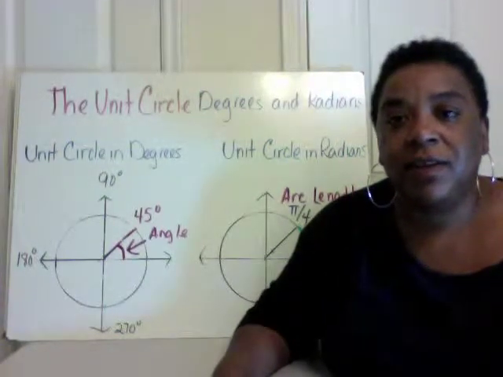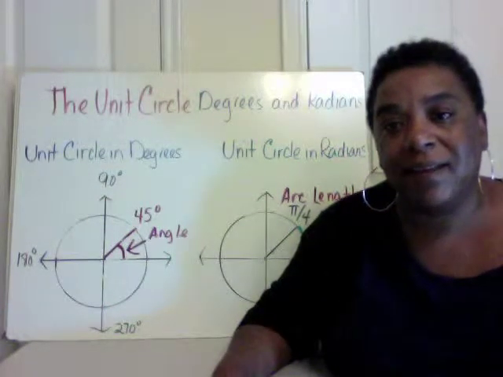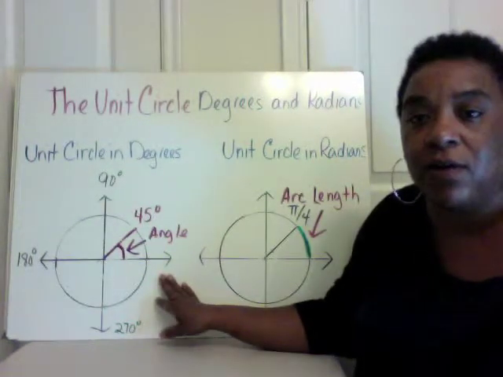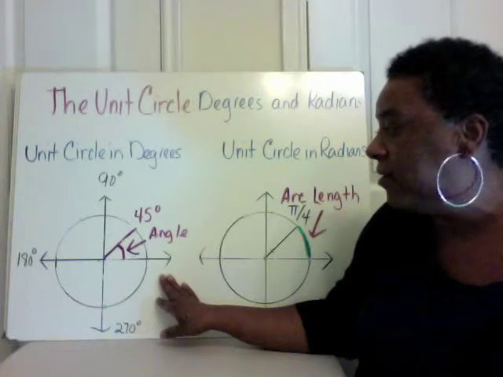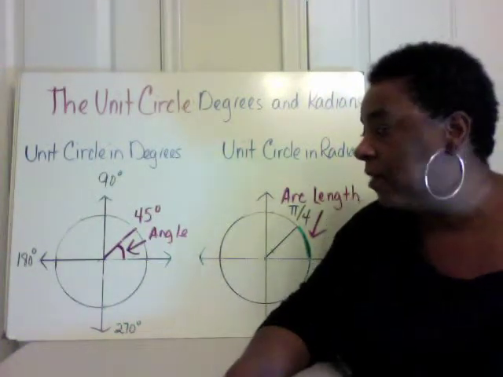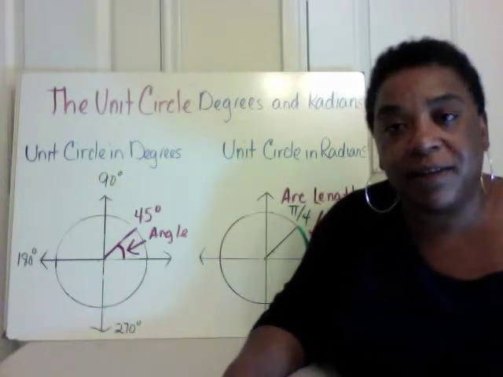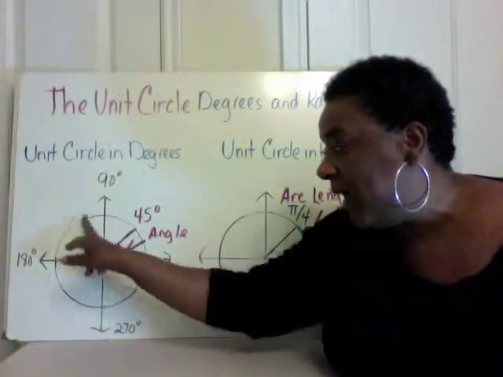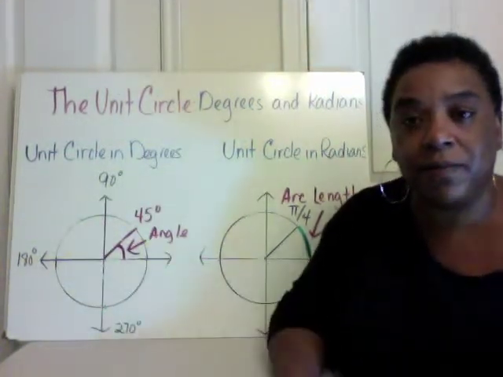Let's talk about the unit circle in terms of radians. Now here I have a picture of the unit circle measured in degrees. So what's the difference between radians and degrees? When we talk about the unit circle in terms of degrees, we are talking about the angle that is formed as we go around the unit circle.